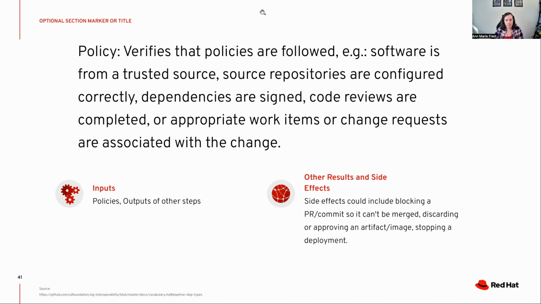In a policy step, you'll verify that policies are followed. For example, you might have policies that your software has to come from a trusted source, or that your source repositories are configured correctly with, for example, branch merge protections. It can check that your dependencies have been signed, that code reviews have been completed, or that appropriate work items or change requests have been associated with the change before moving on to the next step.